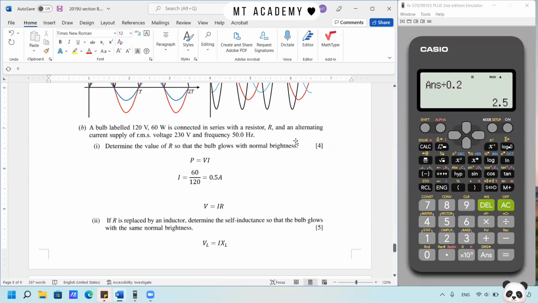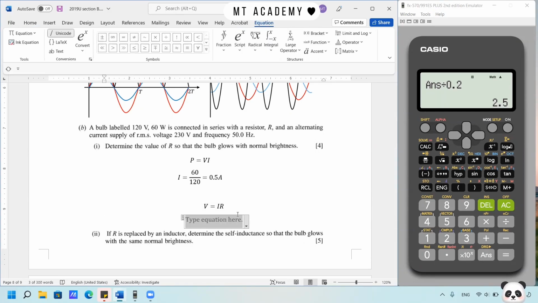with normal brightness. So to determine the value of R, we can apply V equal to IR, where the current should be 0.5 ampere. So we have 120 volts supplied to the bulb. So the remaining voltage should be supplied to the resistor. So the voltage across the resistor R is 230 minus 120.